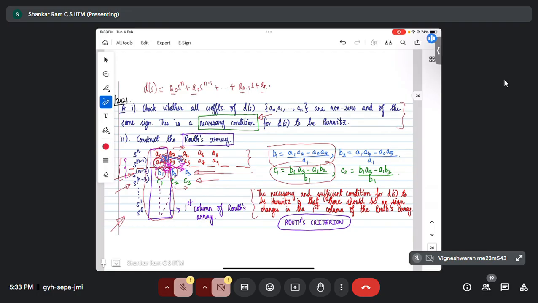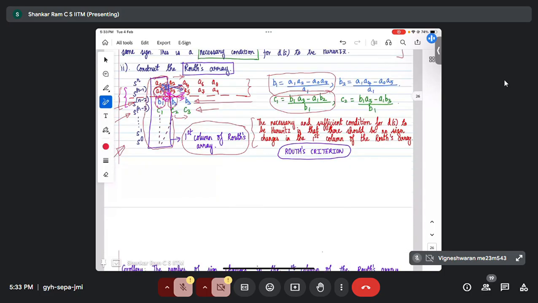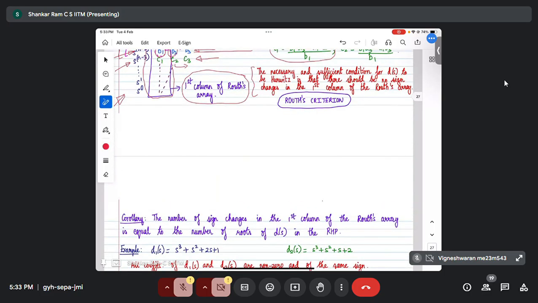All right. So the point is, we construct the routes array. Okay, we essentially go through the steps of constructing the routes array, and then we look at the first column, there should be zero sign changes. Then the polynomial is Hurwitz. All right. Okay, that is what is called the routes criteria.